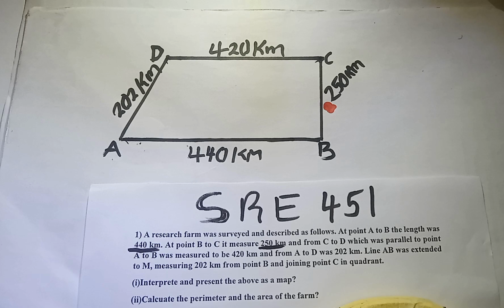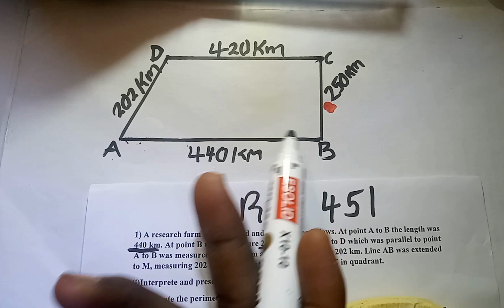202 kilometers. Now I have four shapes, four sides. If you want to proceed, line A to B was extended. Please take note of this carefully. Line A to B was extended, measuring 202 kilometers from point B and joining point C in a quadrant form.